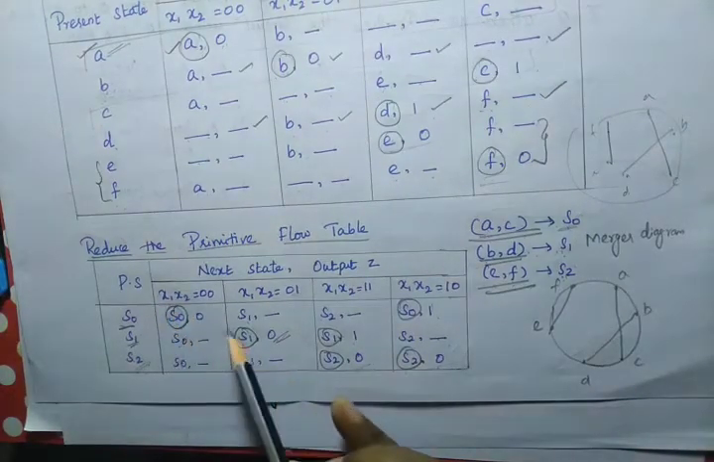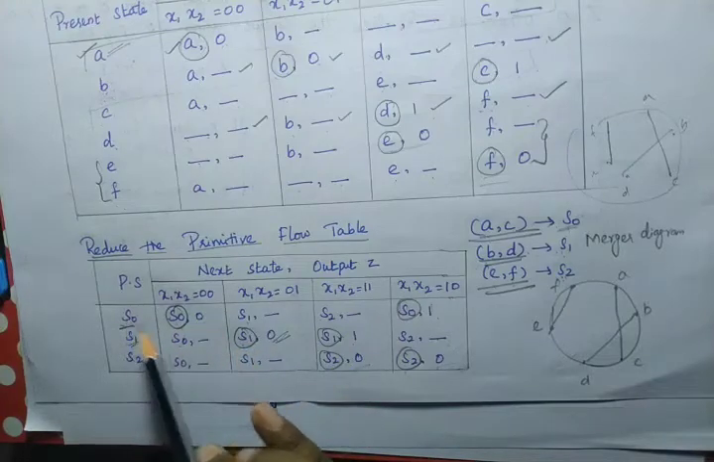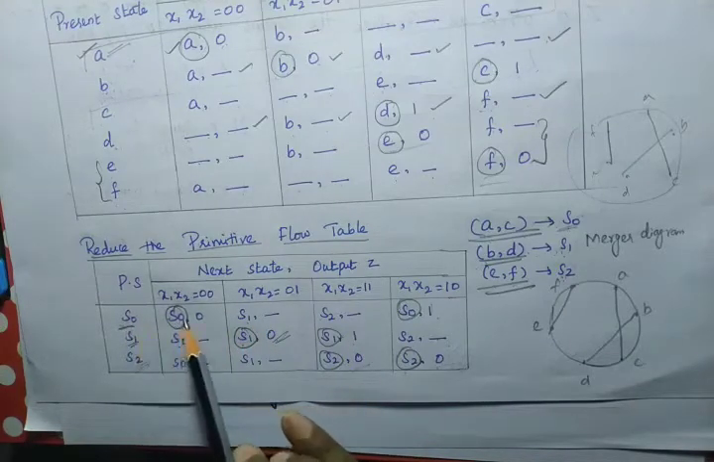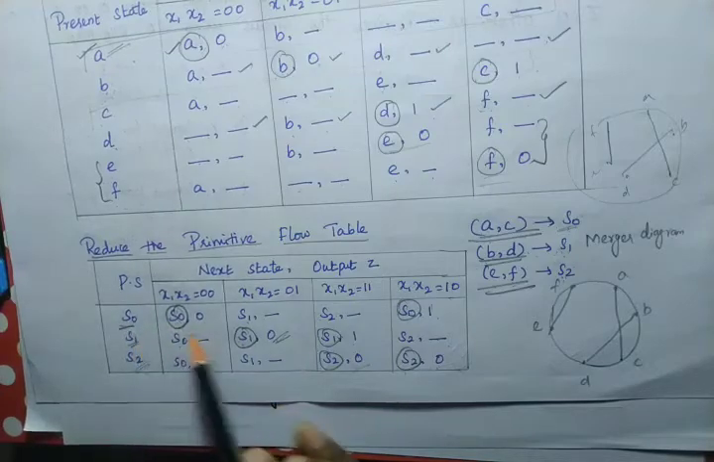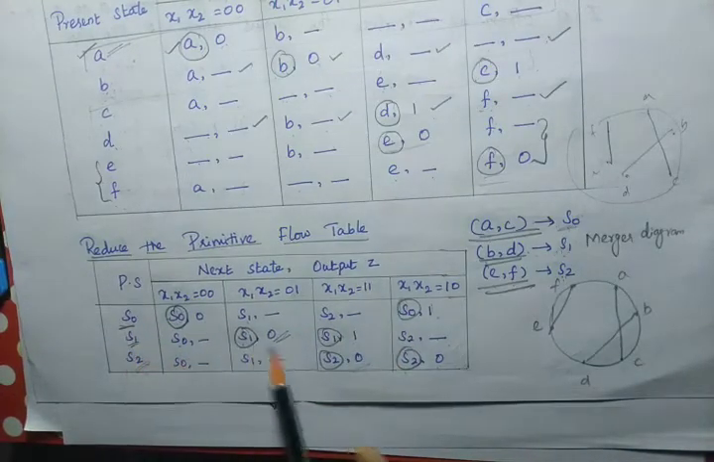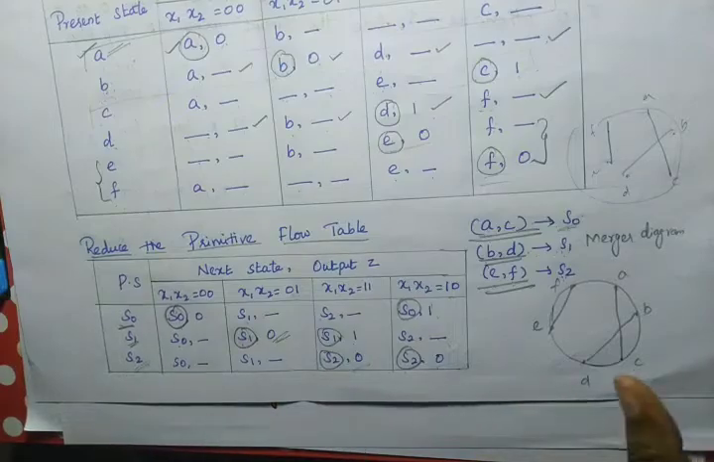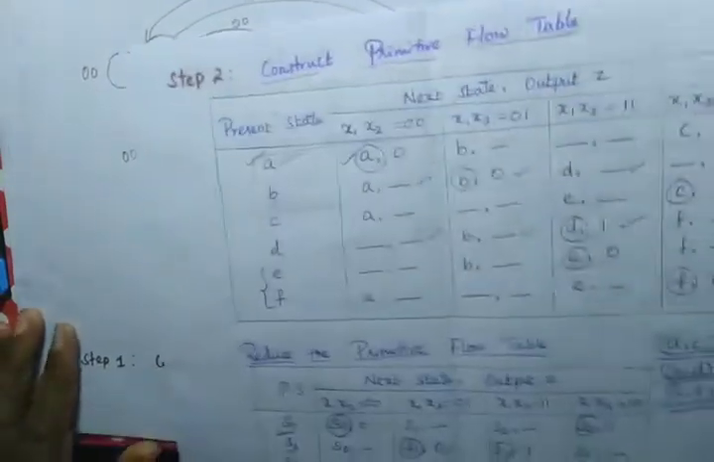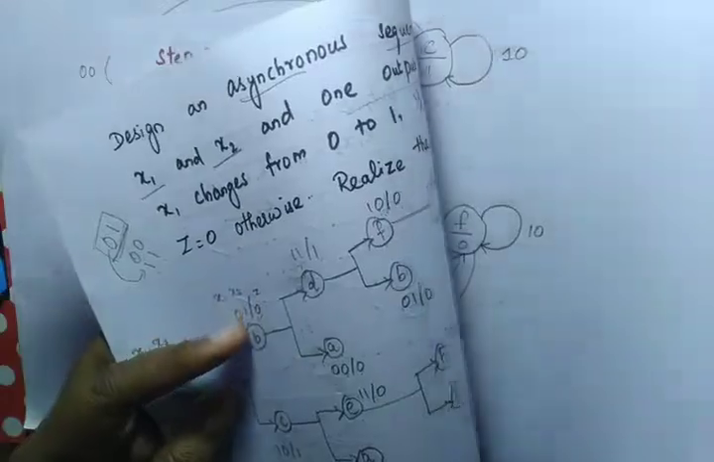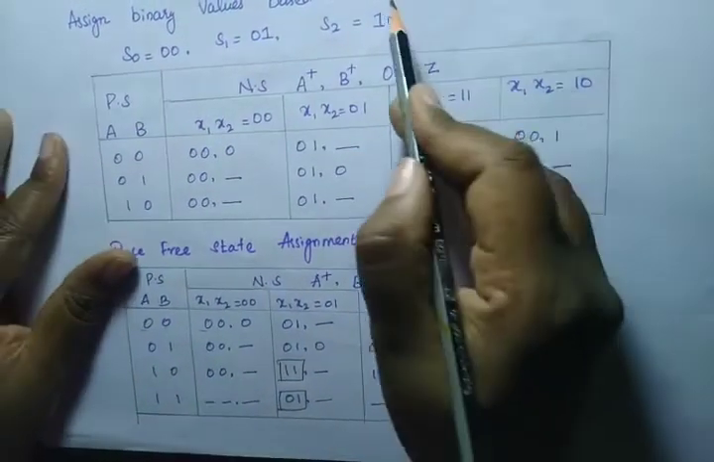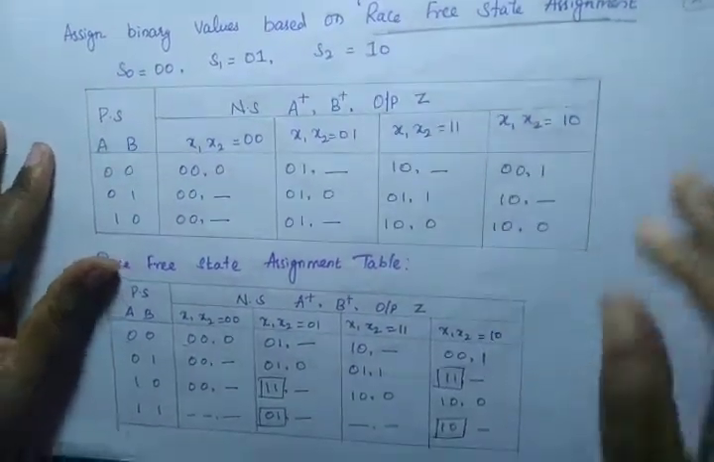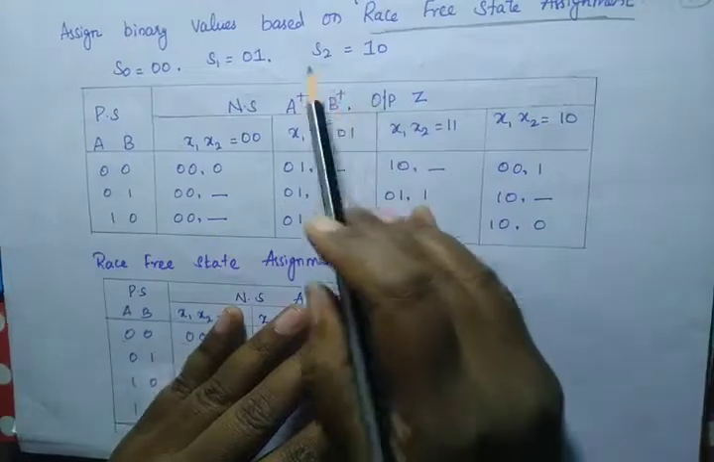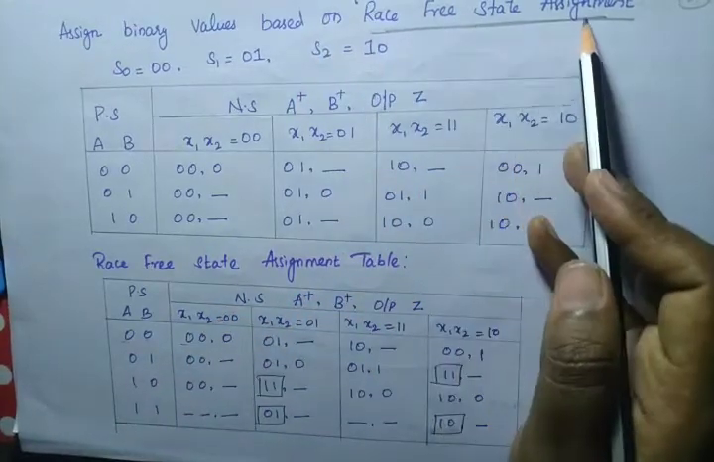Now circle the states where we are getting the same present state. So for the next state, if we get the same present state, circle the state: S0, S0, S0, S1, S1, S1, S2, S2, S2. Then the next, what we have to do is, we have to assign the binary values based on race-free state assignment.